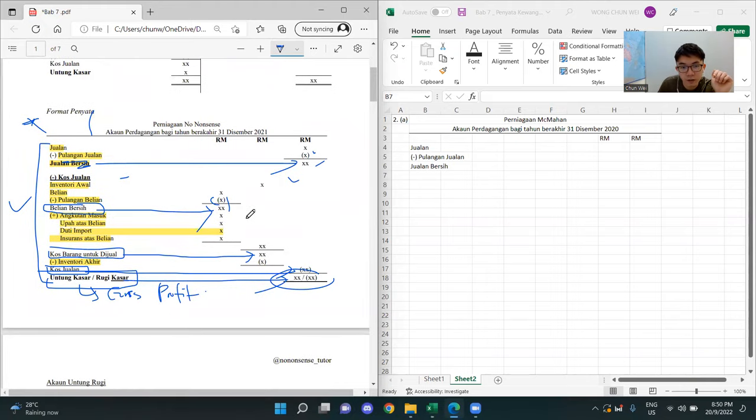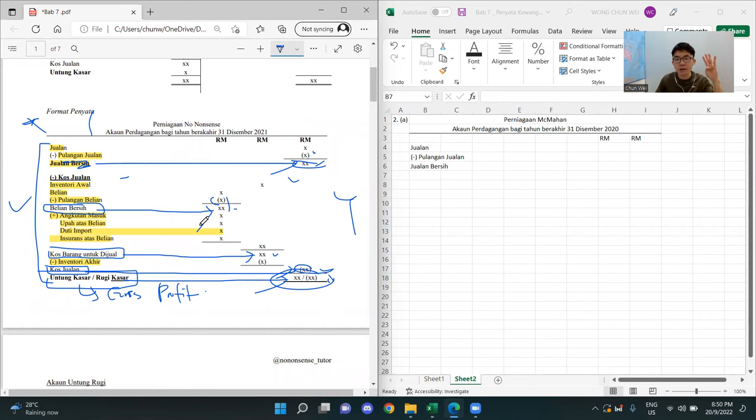After add, you get this figure. After you add this thing, you get your belian bersih. Lepas tu, you plus your ABD, you get your kos barang untuk dijual. Your kos barang untuk dijual, lepas tu, have to minus your inventory akhir. Then you get your kos jualan. And then after that, you use your jualan bersih, minus your kos jualan, then only you get your untung kasar. Do you get it? If yes, you give me a Y in the chat box.